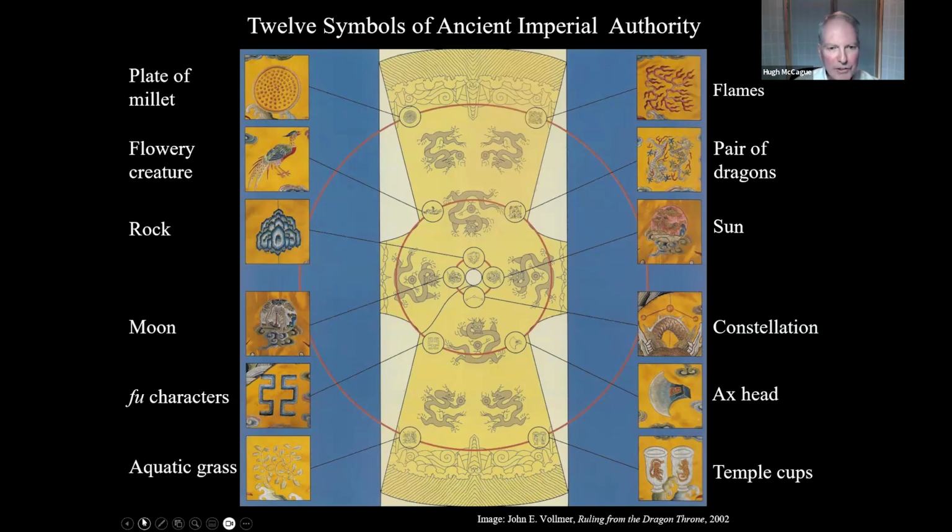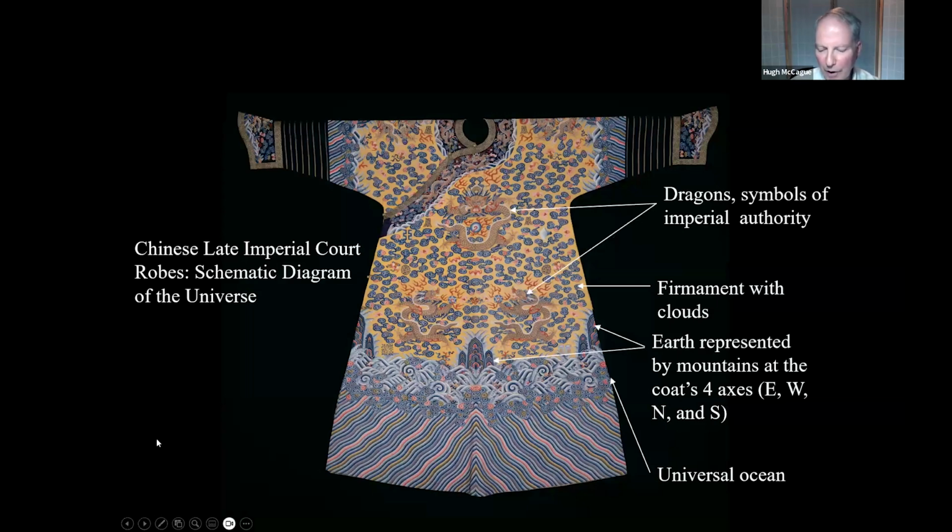To continue discussing this theme, let me show you as we prepare for our meditation that on the imperial robe, the court officials at times wear similar ones for the same ceremonies. You'll find, of course, the dragon is a symbol of imperial authority. There's the firmament with clouds. There's also the earth represented by the mountains at the corners, the 4 directions, and they'd also say the 4 axes, east, west, north, and south, which will be important to the scientific application we'll be discussing tonight. And then there's the universal ocean. Similarly, that is developed even further.